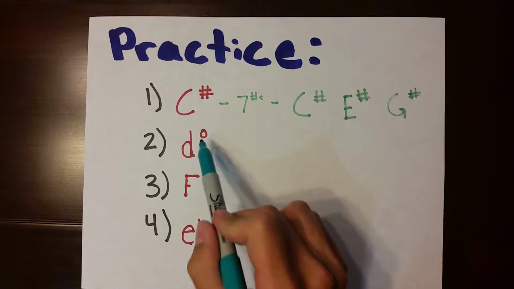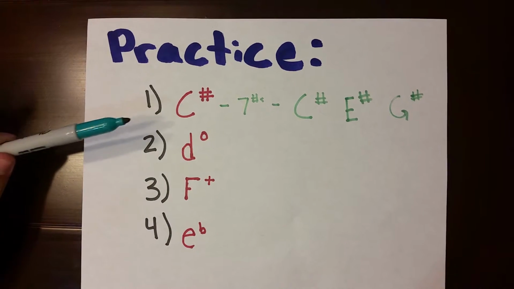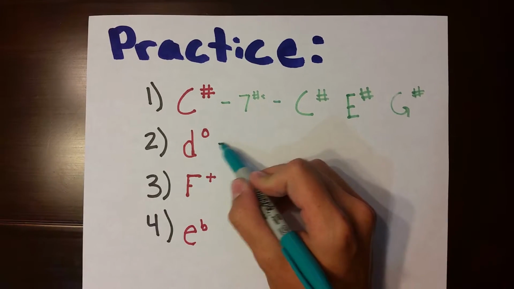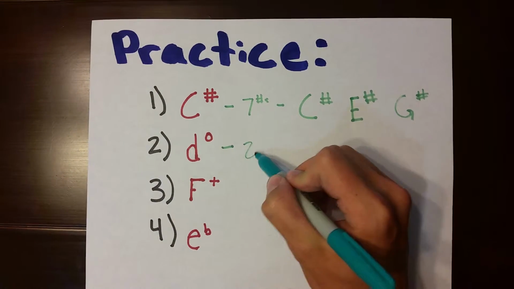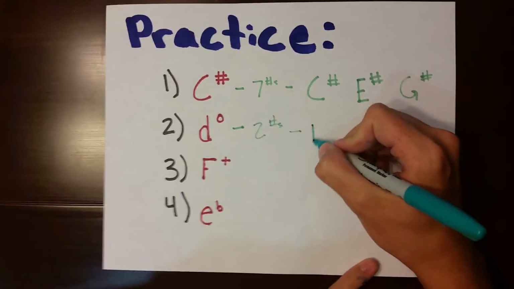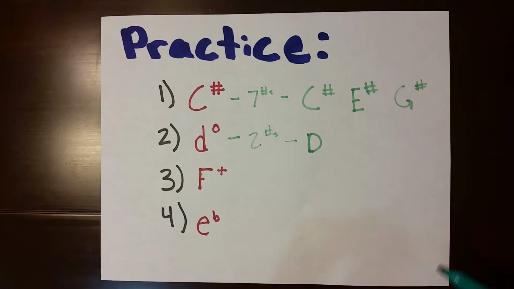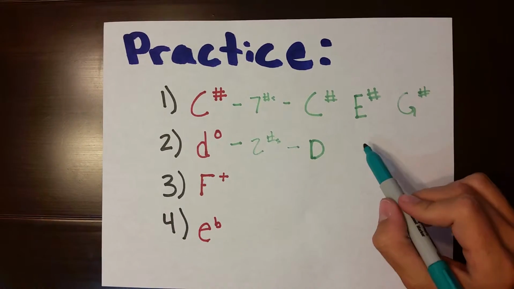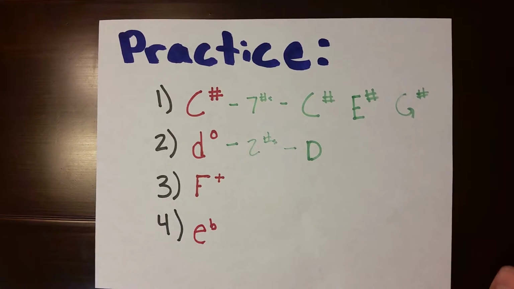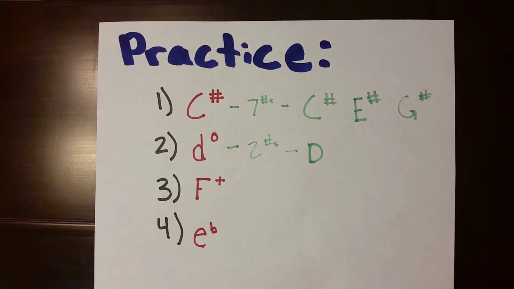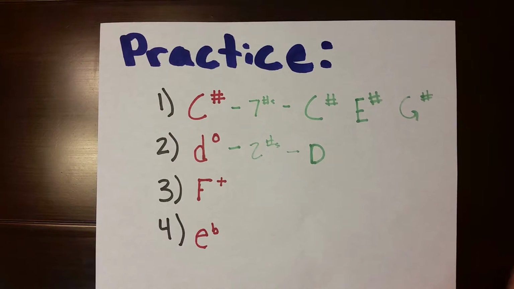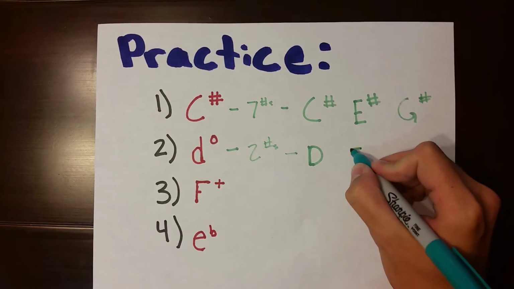Okay. Now, the second example, we have D diminished. Now, if we are looking at the circle of fifths again, we know that the key of D has 2 sharps. And the first note, the root, will always be the note indicated in the notation. Now, because it's diminished, we know that the third is going to be lowered a half step from the major. And the third of a major scale, the third scale degree for D would be F sharp. However, we're lowering it by a half step, making it F natural.